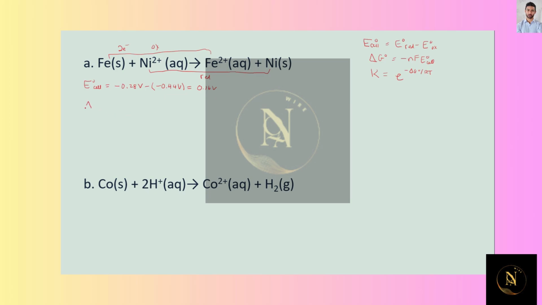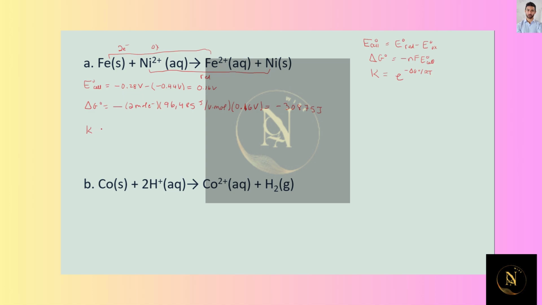We then solve for delta G, again using the equation to the side. That's negative, and this is a two electron system, so 2 moles of electrons, times Faraday's constant, which is 96,485 joules per volt mole, times the E cell we just calculated, 0.16 volts. We get delta G equals negative 30,875 joules. I'm not going to worry about sig figs right now because this number is going to be used to find K.